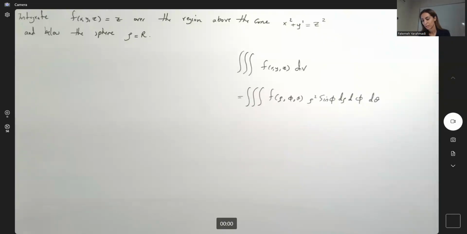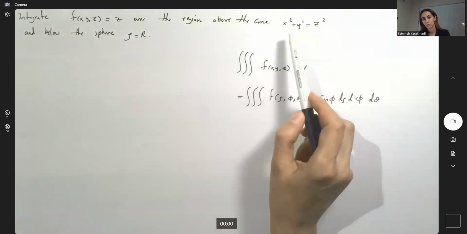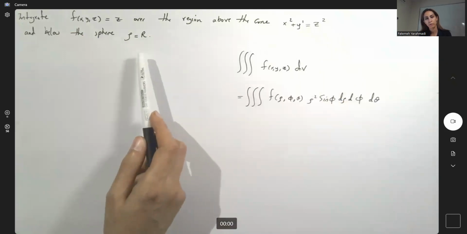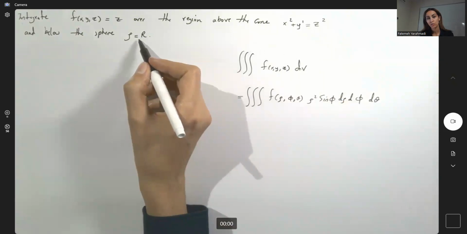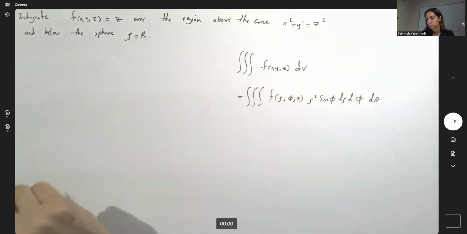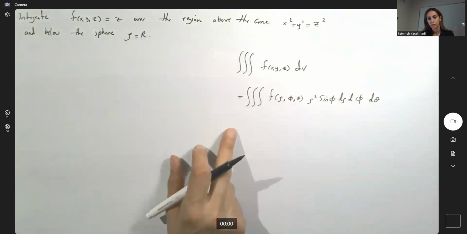The question says, integrate the function z over the region above the cone x squared plus y squared equals z squared, and below the sphere rho equals r. So we don't have an actual numerical value for the radius, it's just in general r. What I'm going to do, you're going to calculate the following triple integral.